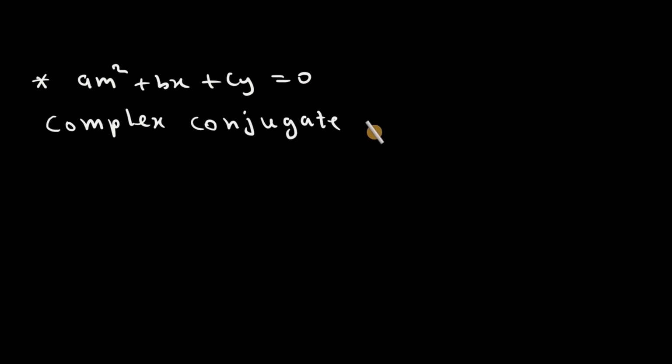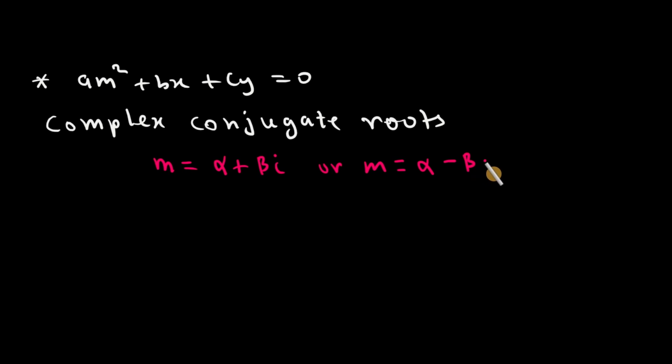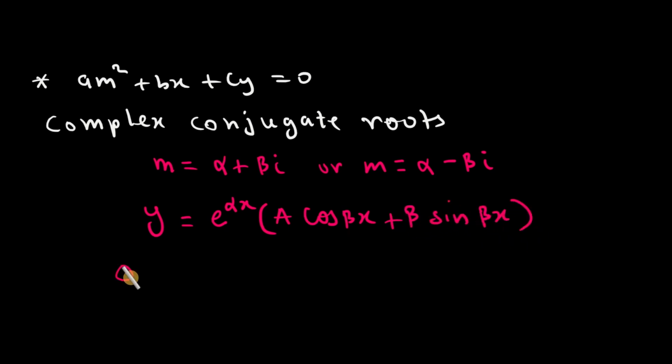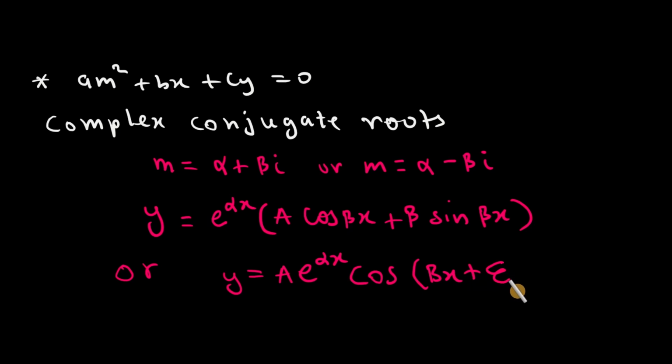If the roots of the auxiliary equation a m squared plus b m plus c equals 0 are complex conjugate roots, let's say if I solve this quadratic equation and I have the roots as m equals alpha plus beta i, or m equals alpha minus beta i, then the general solution of the second order homogeneous differential equation is given by the formula y equals e to the alpha x into (a cos beta x plus b sine beta x), where a and b are constants that can be calculated.